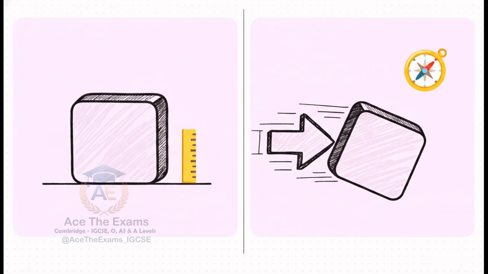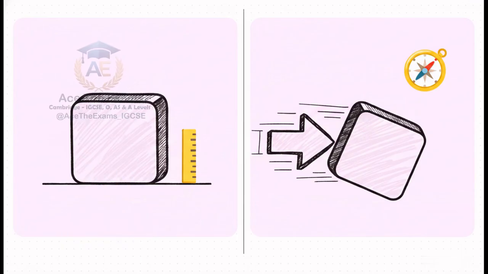You know this, right? A scalar quantity has magnitude, which just means size. That's it. But a vector quantity has magnitude and direction. Force and velocity, those are vectors.